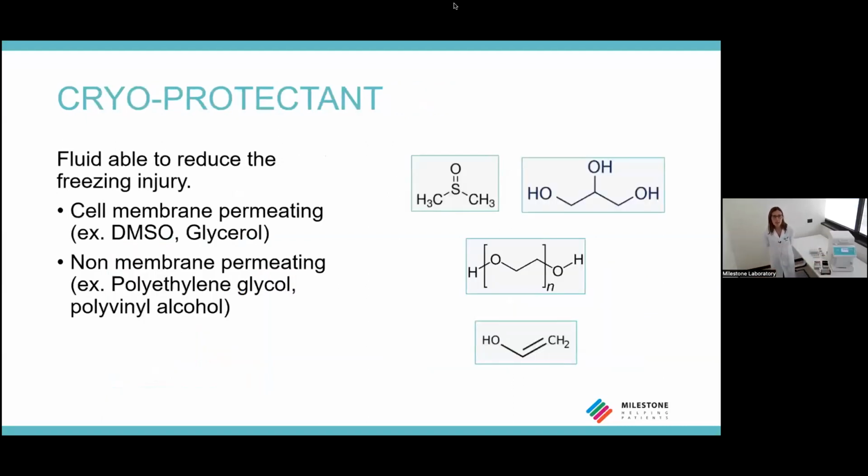The cryoprotectant is the other factor affecting the cryopreservation quality. It's a fluid able to reduce the freezing injury, and we have two kinds of cryoprotectants. The first is the cell membrane permeating, in which we have DMSO, which is the most famous. This kind of cryoprotectant allows the reduction of the electrolyte concentration in the cell. The second type is the non-membrane permeating, which acts by reducing the ice crystal size.